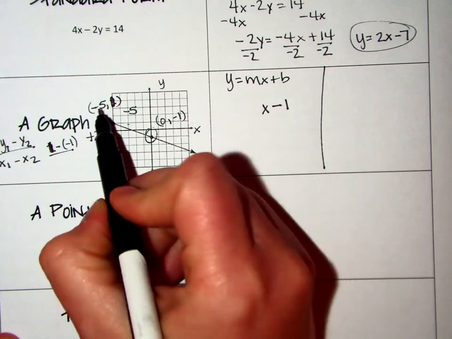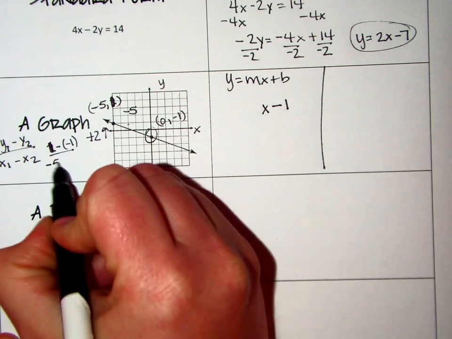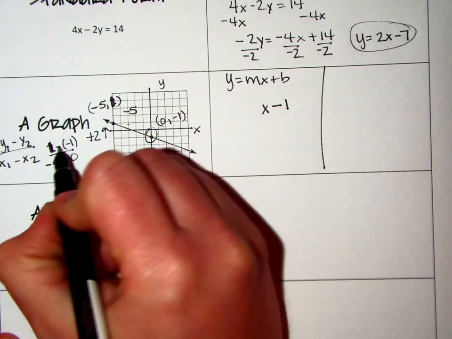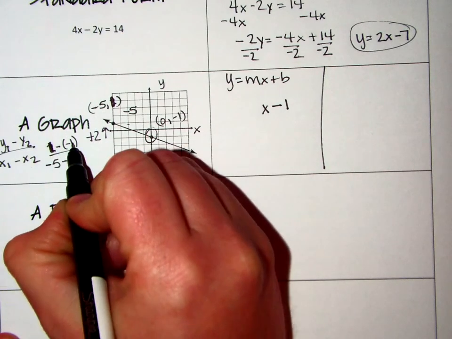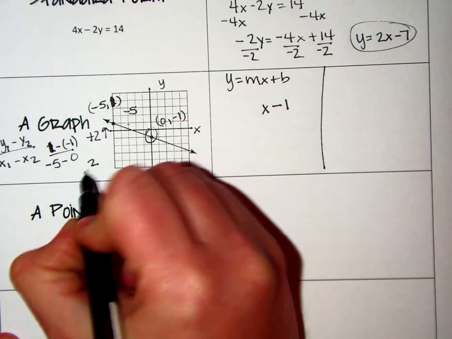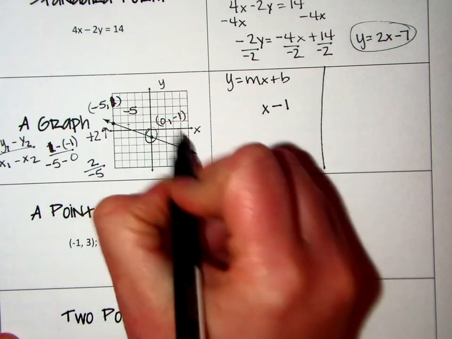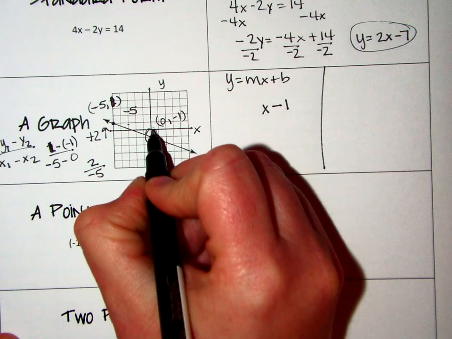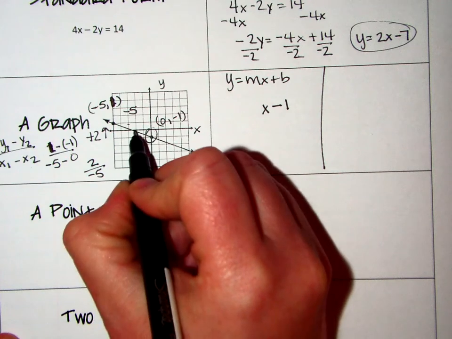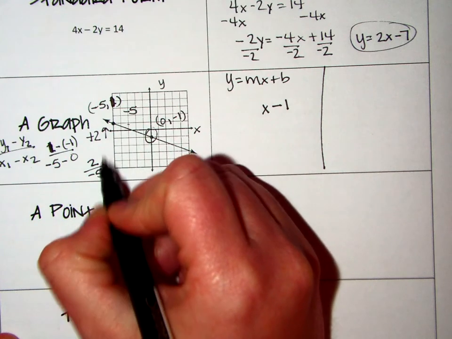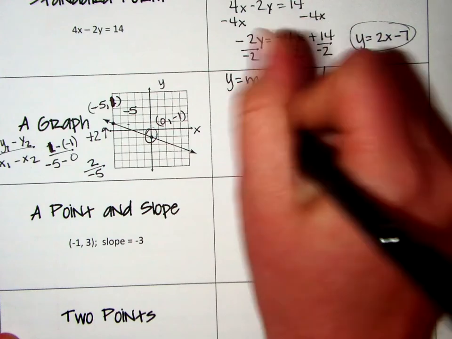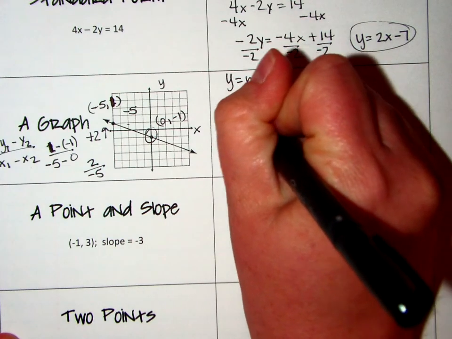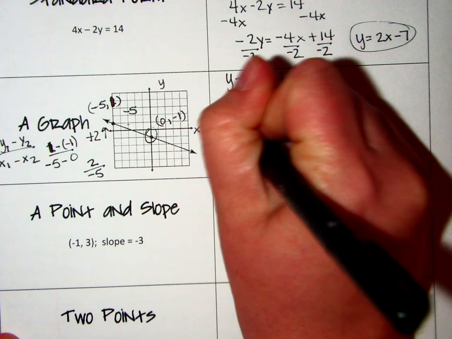-5 minus 0 gives me a 1 plus 1, which gives me 2 over -5. This is a negative slope. I went up 2, positive 2, and to the right 5, y's over x's, same as my change here. So I'm going to use 2 over 5, negative.